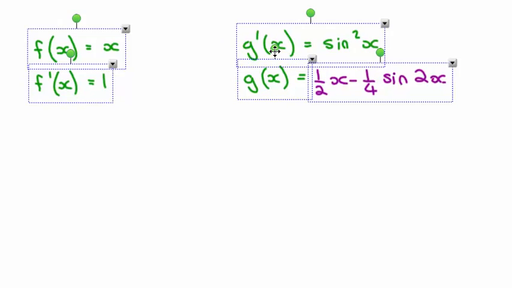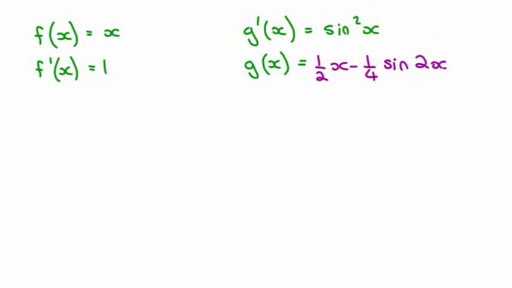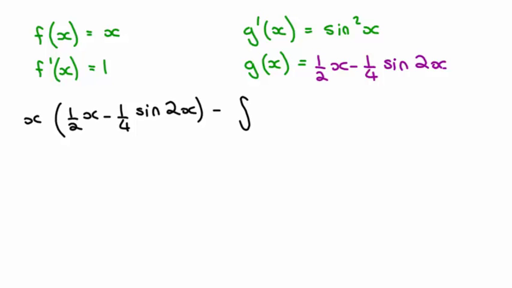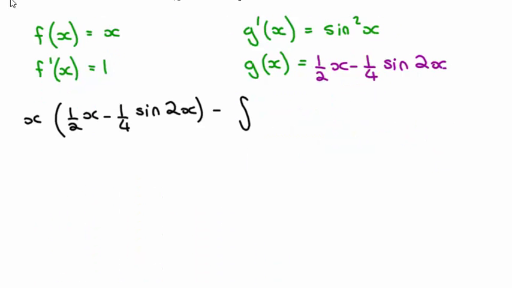Alright, so I've got my functions that can go into my formula. Now remember, integration by parts, you've got to take your f and you times it by your g. That's the first thing. So I've got x times by a half x minus a quarter sine 2x. And then you subtract the integral, and we'll have a look back at the formula. You subtract the integral of g times the derivative of f.